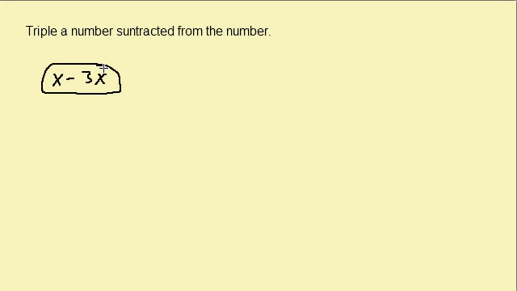More, added to, that's addition. Product, multiply, two times, three times, triple, twice, that means multiplication. And of course, quotient and divided by, that would mean division.